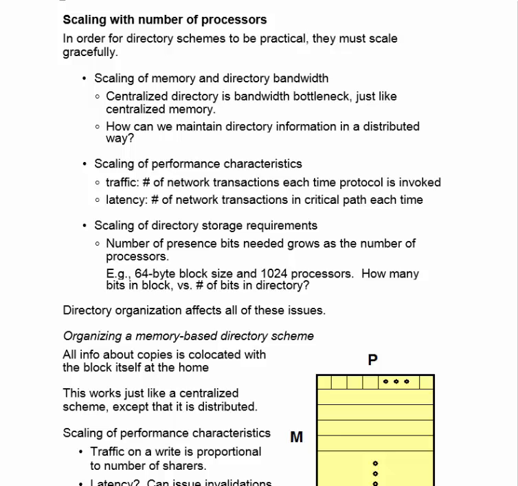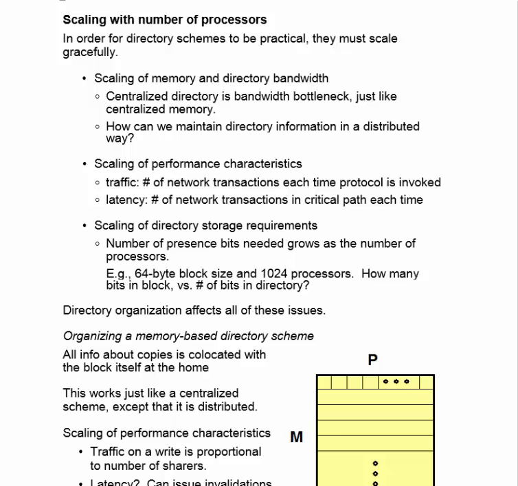Well, we've already seen that we wouldn't have the directory at one node. We'd have a directory distributed so that each memory that contained a block of memory held the directory entries for that block. We have to make sure that there aren't too many transactions each time we read or write a block, so we need schemes to optimize that. We need to decrease the number of transactions each time a protocol is invoked, and we need to make sure that not too many of those transactions are on the critical path.